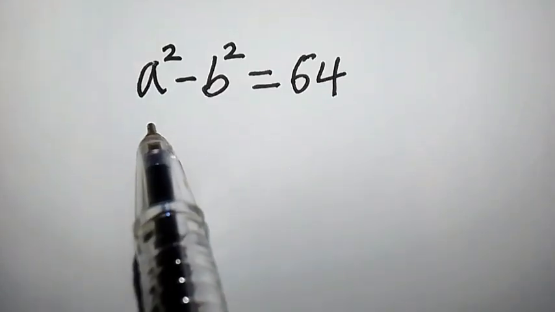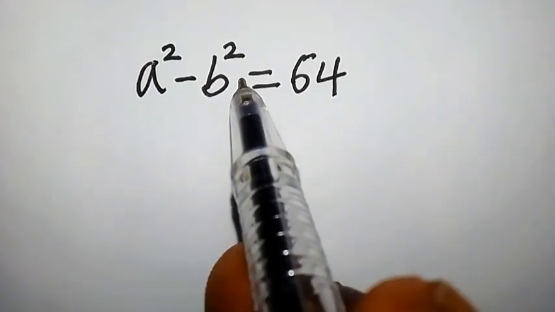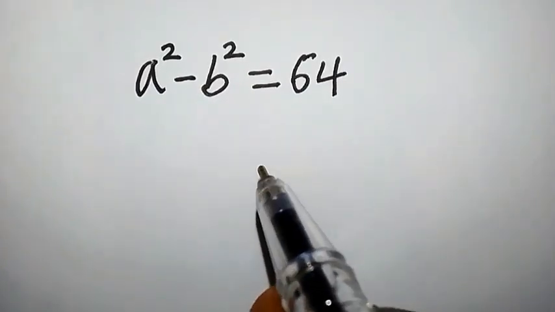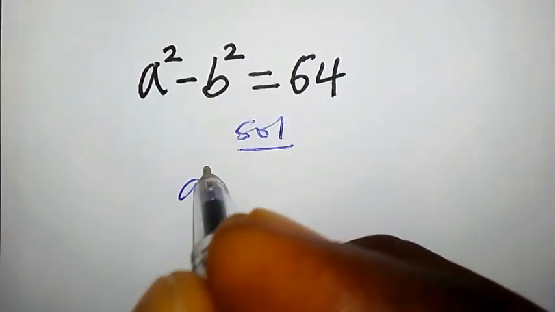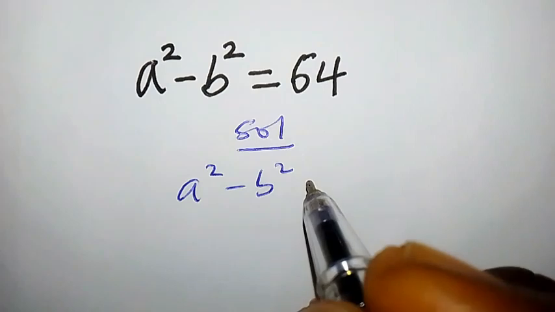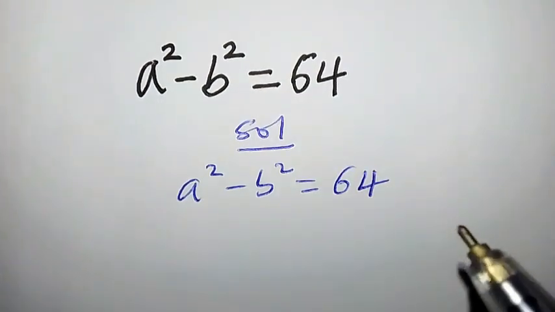Hello. a to the power of 2 minus b to the power of 2 is equal to 64. How do we solve for the value of a and b? Solution. We have a to the power of 2 minus b to the power of 2 equal to 64.